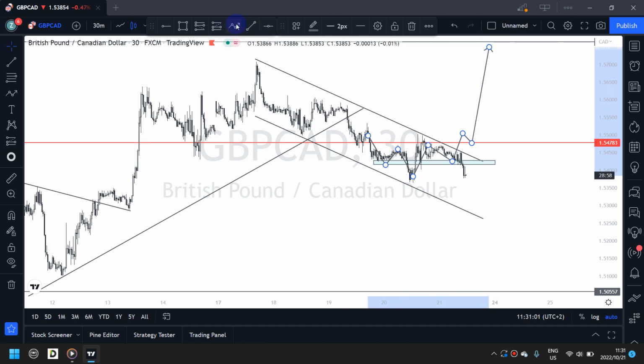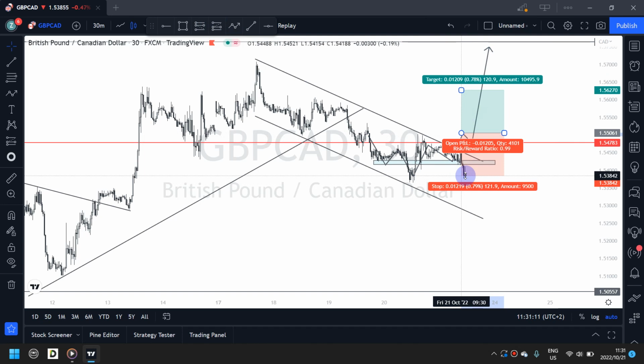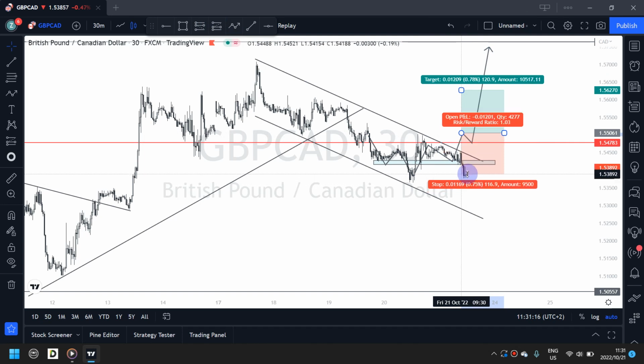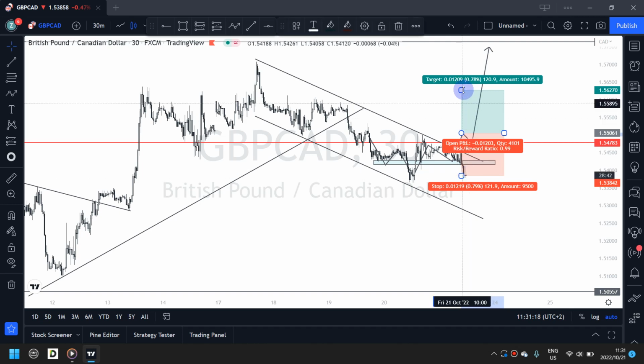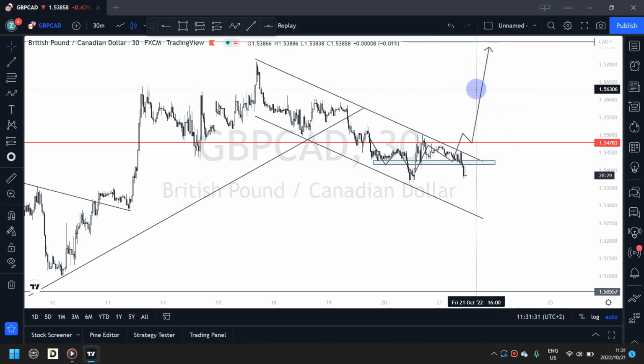So for buys, this is how I catered for buys on this GBPCAD pair, right? My stop loss was around there, and my take profit would be at the top right there, the key level. As you can see, the risk to reward ratio is a good 2.12. So it's basically a good setup to have for buys.